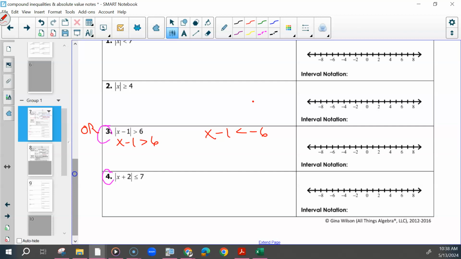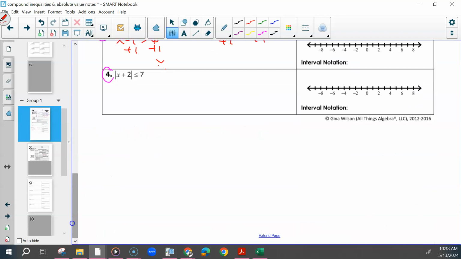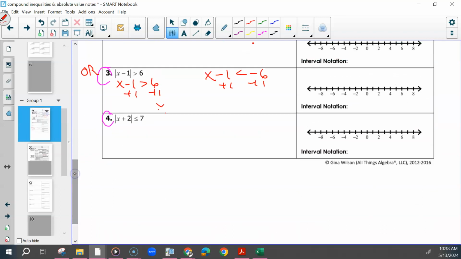How would I solve either? Add 1. So we have x is greater than 7, or x is less than -5. Now, if you didn't realize it was an "or" at first, you would get these two answers, you would graph it, you would see that it graphs like this, and then you would know it's an "or," and just make sure you go back and write the "or" in between.